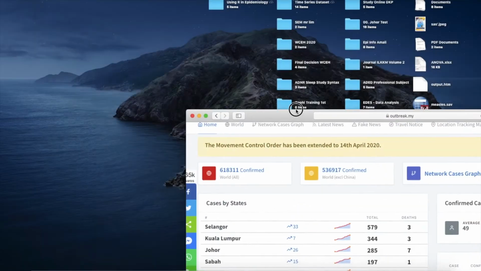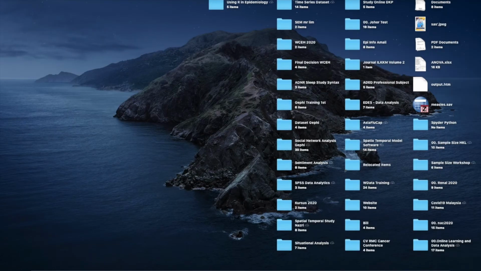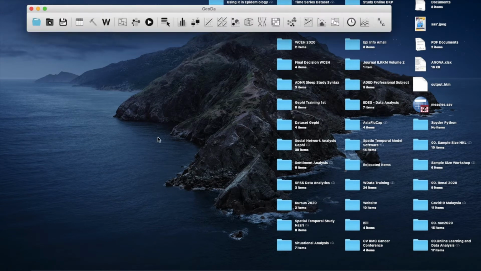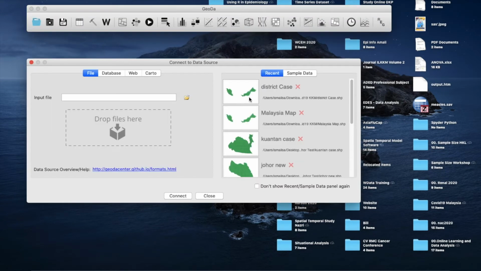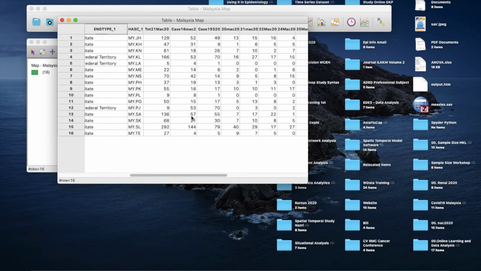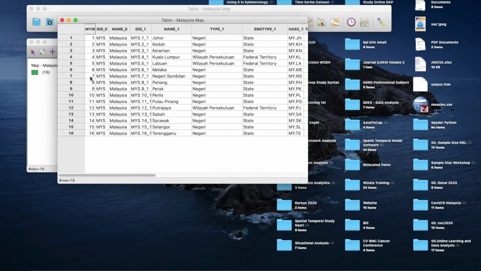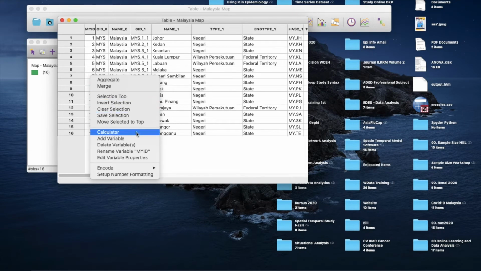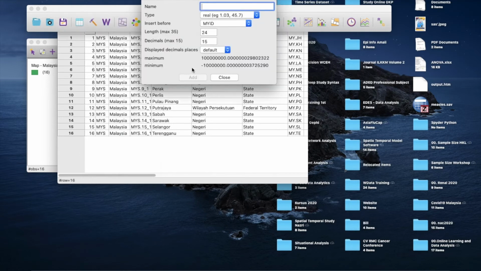But I will be updating using this outbreak.my data. Of course, there will be the geospatial component, where I need to go into the Malaysia map here, go to the data here, and tabulate accordingly based on two important variables. The first variable is what we call TOT 28 March 20, which is the total number of the cases for today.